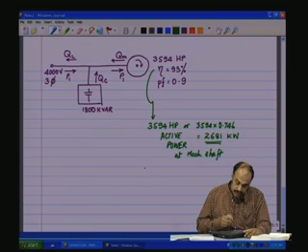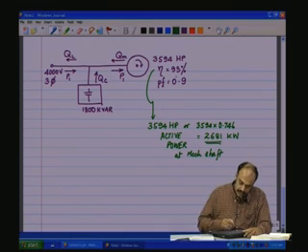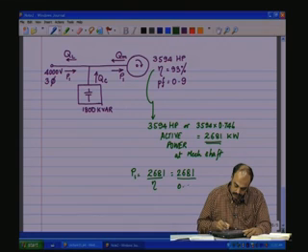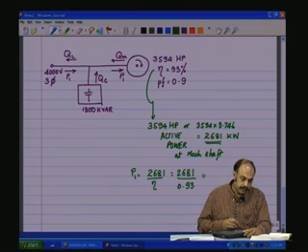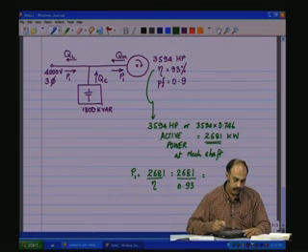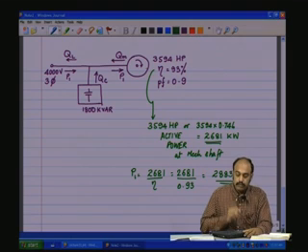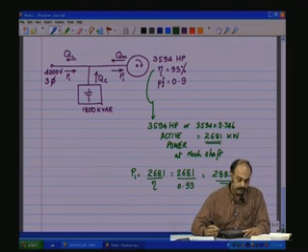Now, the active power absorbed by the motor would be given by the efficiency. So, P1 will be equal to 2681 by the efficiency, which is 2681 by 0.93, which comes out to be 2883 kilowatts. So, this is the active power that we are putting to the load or the motor.